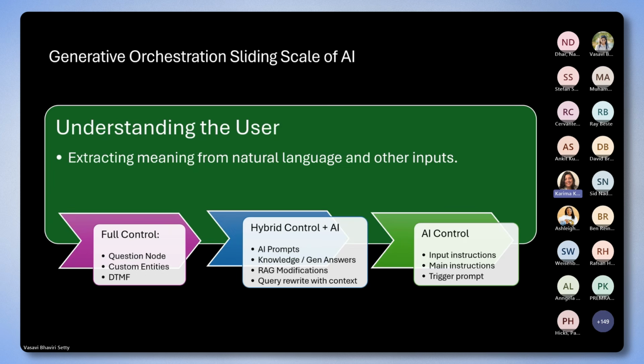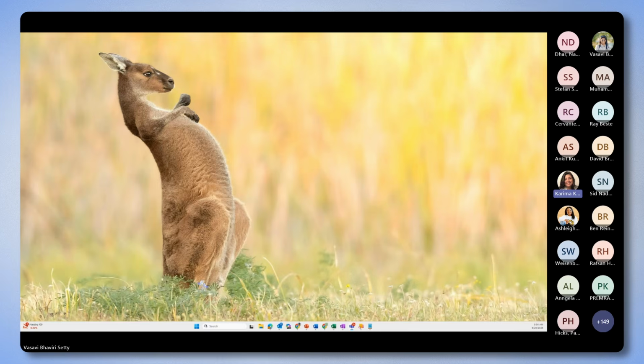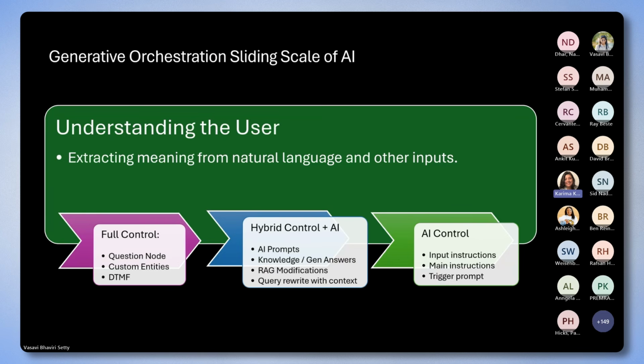Now, how do you achieve hybrid control in understanding the user? This is where you can harness tools like AI prompts. This is where generative answers and knowledge come in, where you selectively use them to enhance your understanding of exactly what the user wanted. We are now allowing so many modifications to knowledge and the RAG patterns to help you understand the user better, to have more of a range or less of a range of what you allow the user to say.